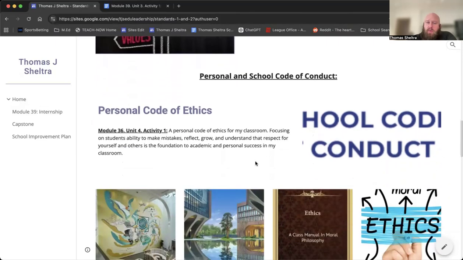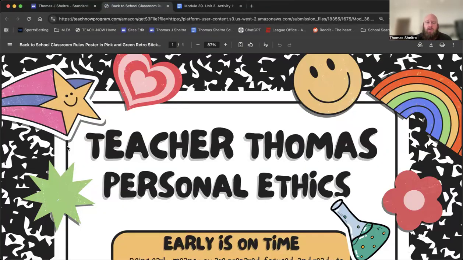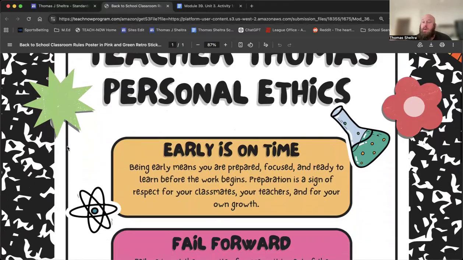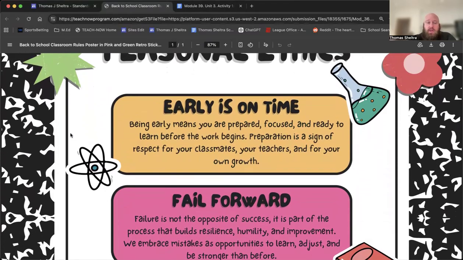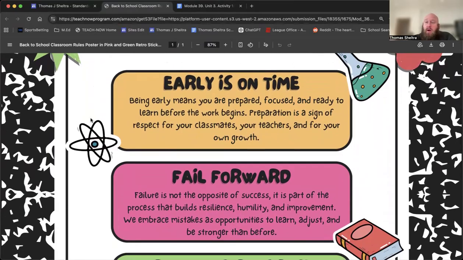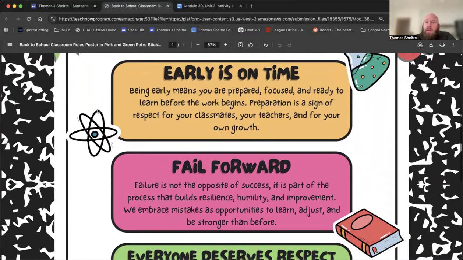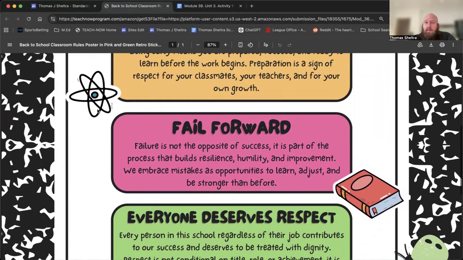And so here's our personal code of conduct. So this is my personal code of conduct, just to show you when students or parents or administrators walk into my classroom, one of the things I focus on is punctuality. I want students to be prepared on time, not only for themselves, but it just shows respect for their classmates. I do expect you to fail.